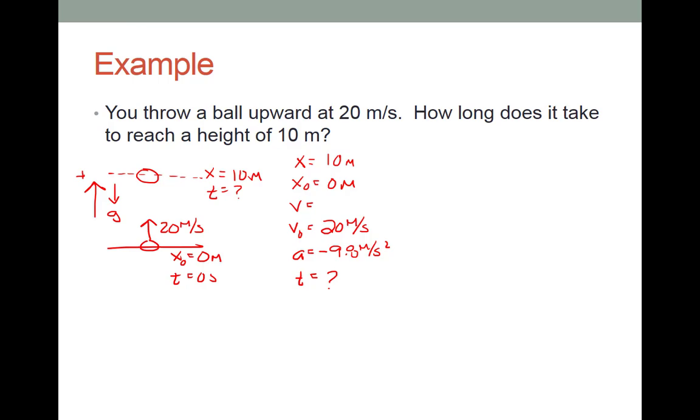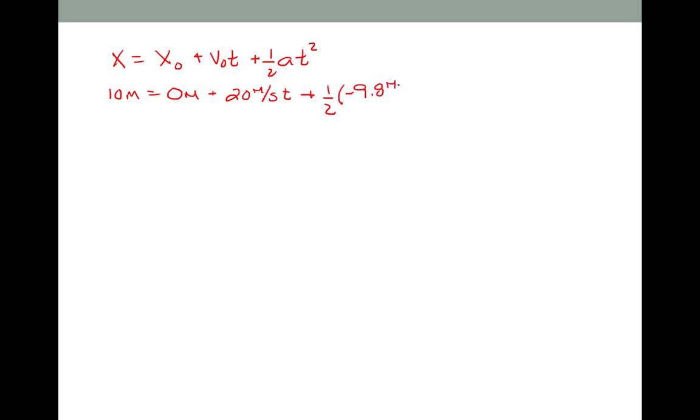I'm going to flip to the next slide just so that I have lots of room to write. We're going to use the top equation. So, x equals x naught plus v naught t plus 1/2 a t squared. I know that I am going up 10 meters. I chose my zero to be at x naught. My initial velocity was 20 meters per second, multiplied by my unknown time, plus 1/2 times negative 9.8 meters per second squared, t squared.